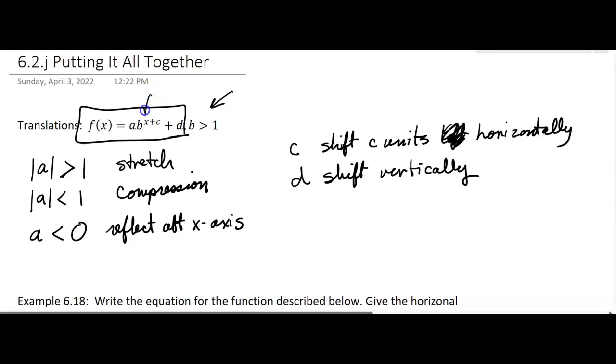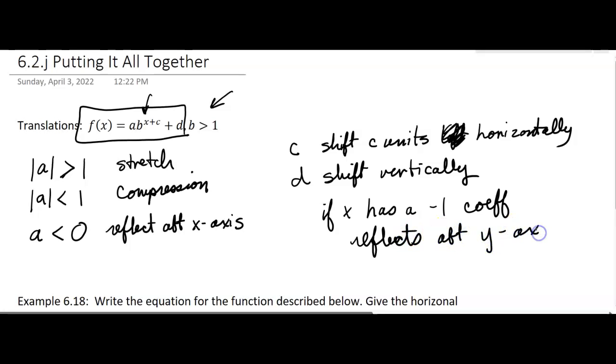If the x has a -1 in front of it, so if x is negative, I don't know how to say that. If x has a -1 coefficient, it reflects about the y-axis. Okay, so there you go.